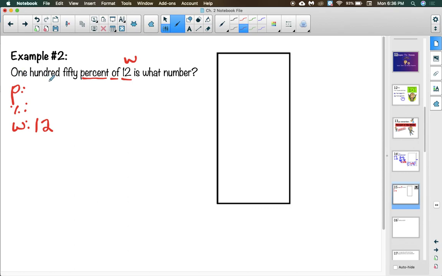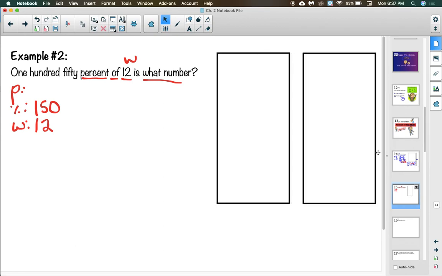And we have 150%. So my percent is 150. And we're trying to figure out what number that would be. So let's see what that looks like visually. So what we have is a container here, and our container holds 12 ounces. And we want to know what's 150% of that container. So if we filled it up and then we did 50% more.